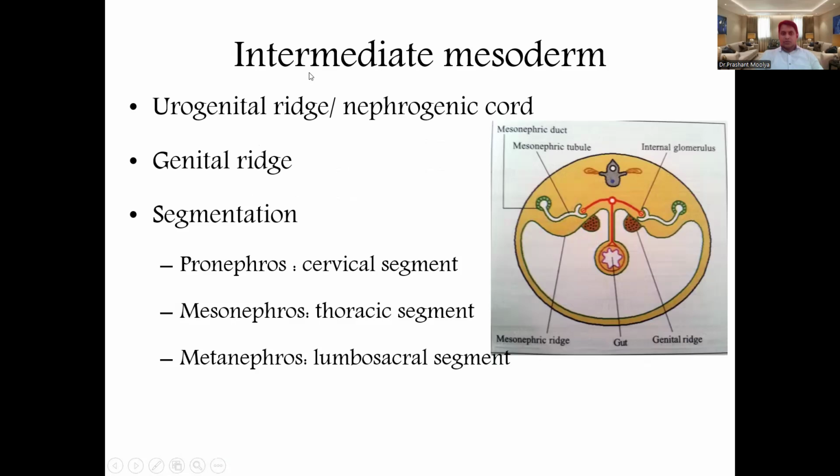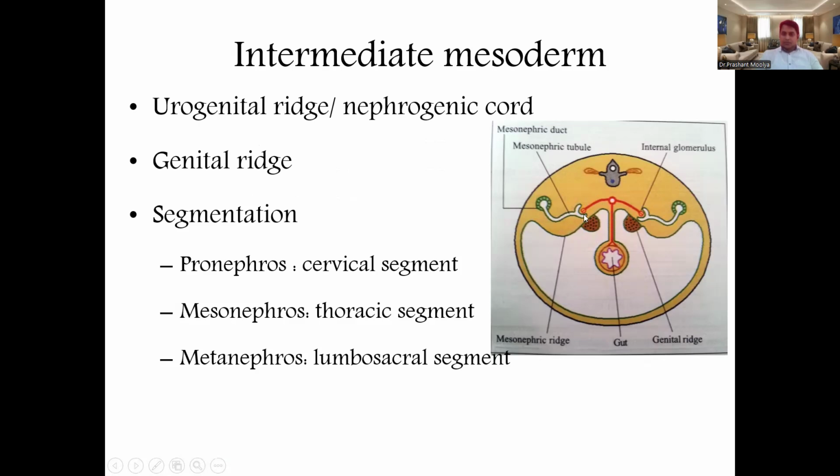So this intermediate mesoderm produces a swelling on the dorsal wall of the embryo, on the sides of the developing aorta. You can see the developing aorta here and the gut tube in the middle. And this is the mesentery which connects the gut tube.